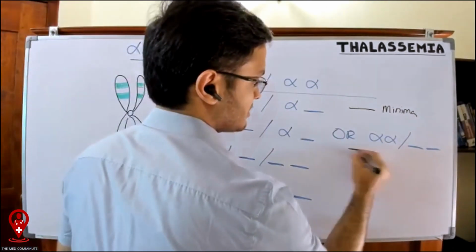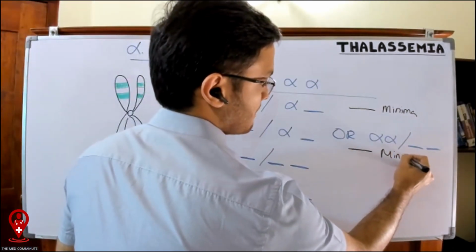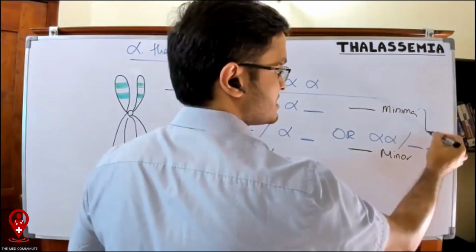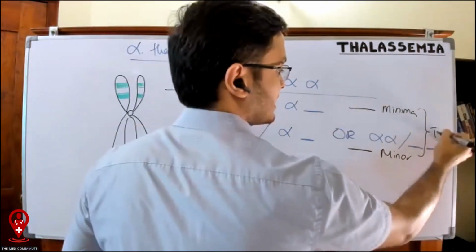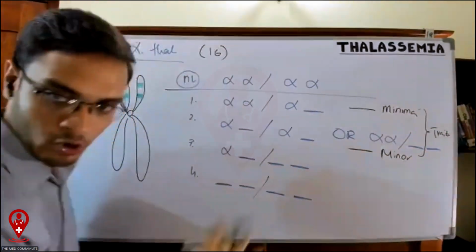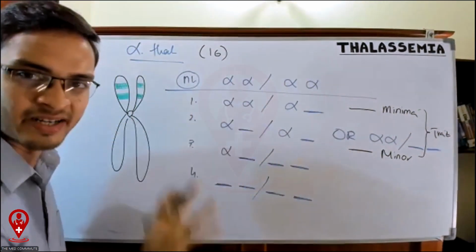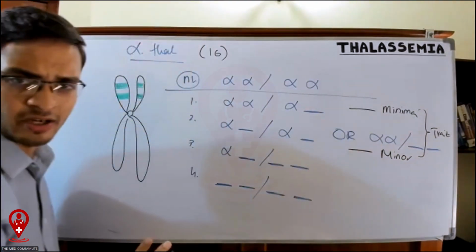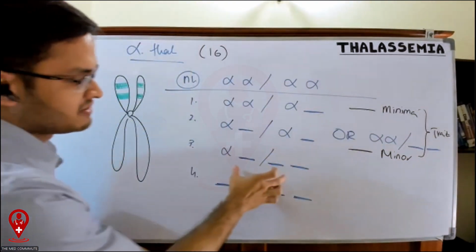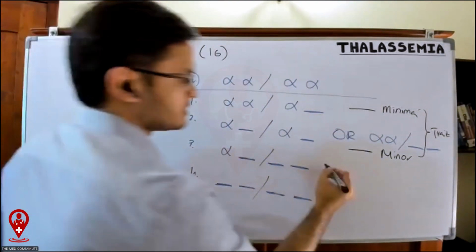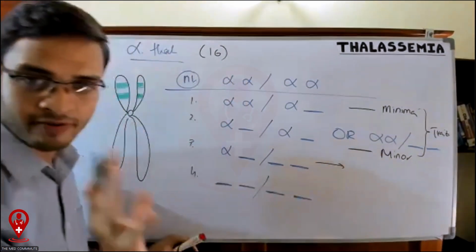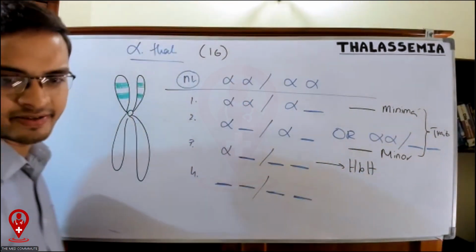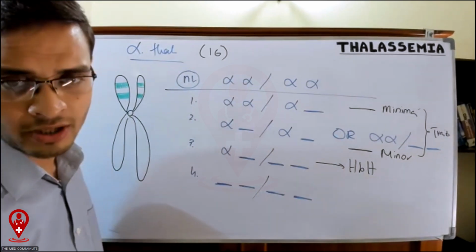two gene deletions, we call this alpha thalassemia minor. Now, in most books, guys, they will put both of these into one term and call it alpha thalassemia trait, right? Both of these are considered as alpha thalassemia trait, just like our beta thalassemia trait, right? So minima and minor is a little bit more specific, right? Then if three are deleted, we call this a special name, guys. Just write it down. I will teach you what this is. We call it HBH disease. HBH disease, right? HBH. Okay.